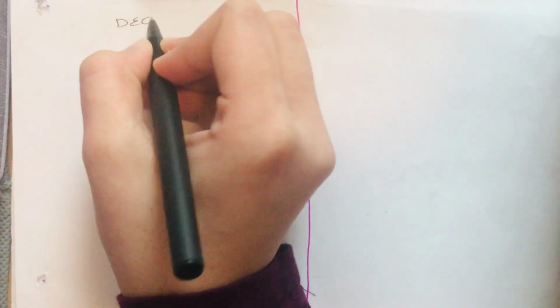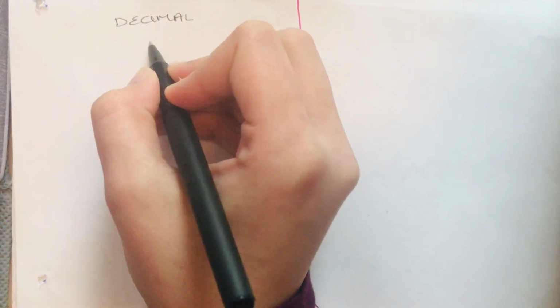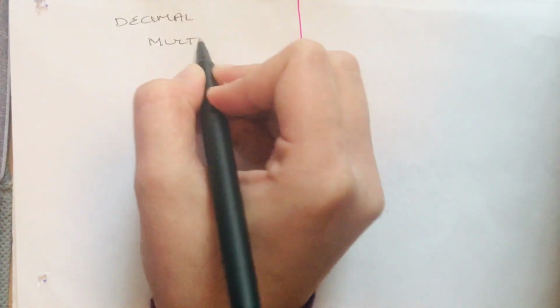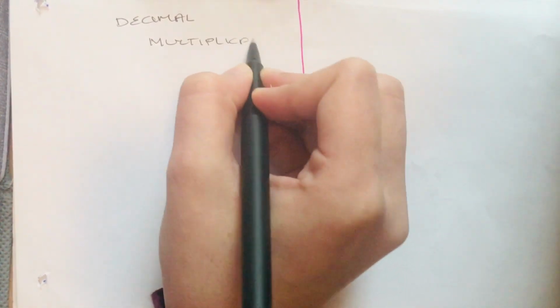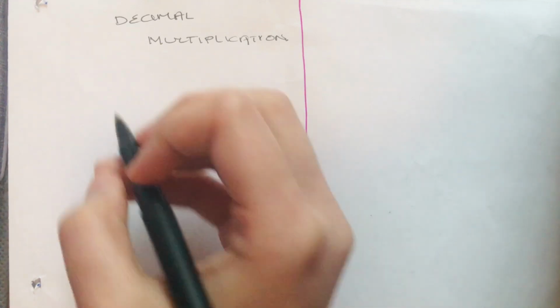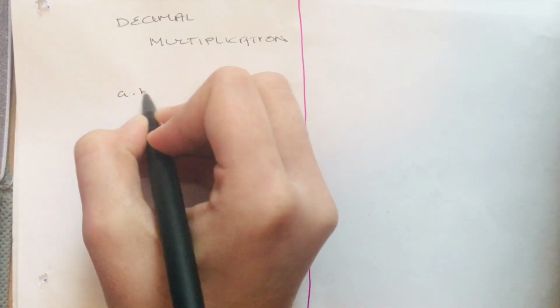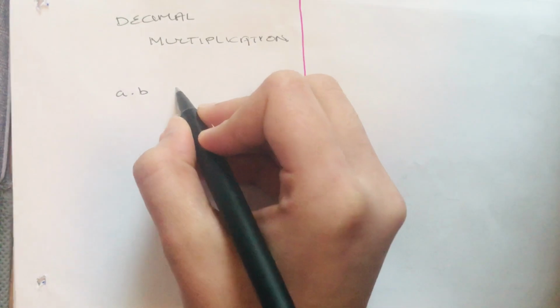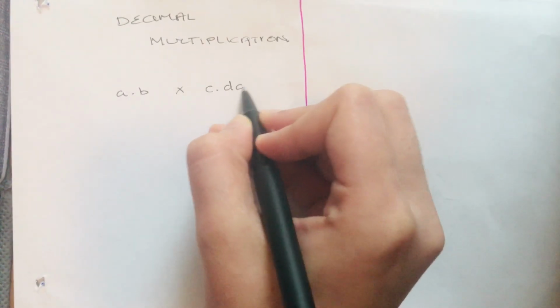So I didn't even mention our topic today. Let me just mention it now. So that's decimal multiplication. You hate it, right? Don't. Trust me, it's not that bad. Okay, let's begin. So, for example, you have two decimals, let's say a point b multiplied by c point dd.